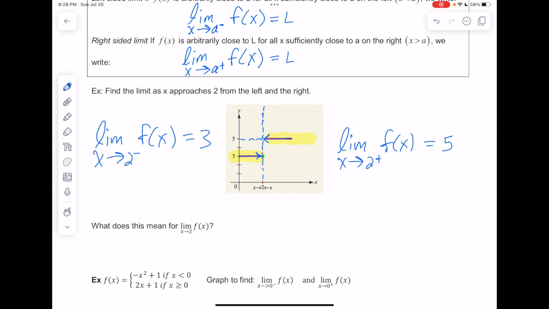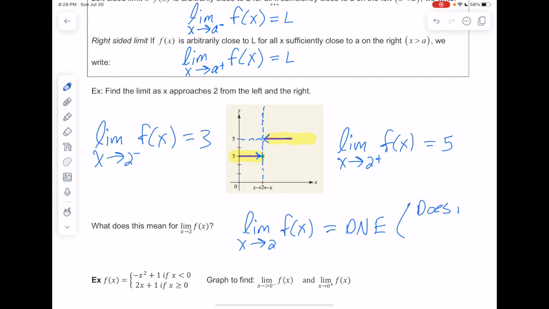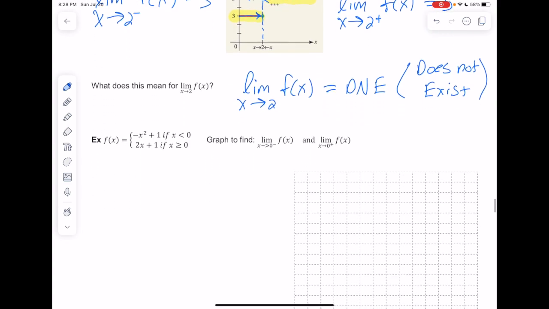Well, in order for the overall limit to exist, you have to have the two sides agreeing. So whenever you get a different answer from the left and the right, we end up saying that the limit as x approaches, in this case 2, of the function does not exist. And I often use this shorthand DNE in that case. So again, that stands for does not exist. We'll talk about that a little bit more formally on the next page, but that's the idea. Those two need to agree in order for the limit to match.